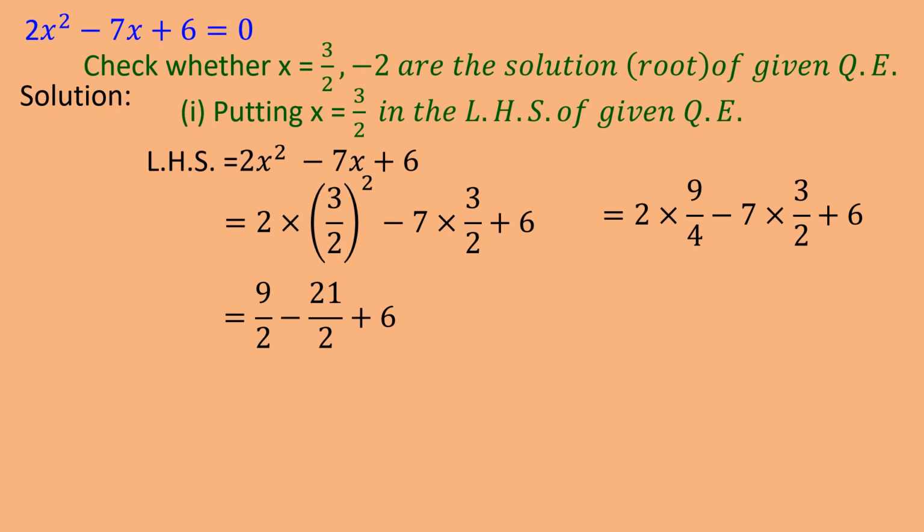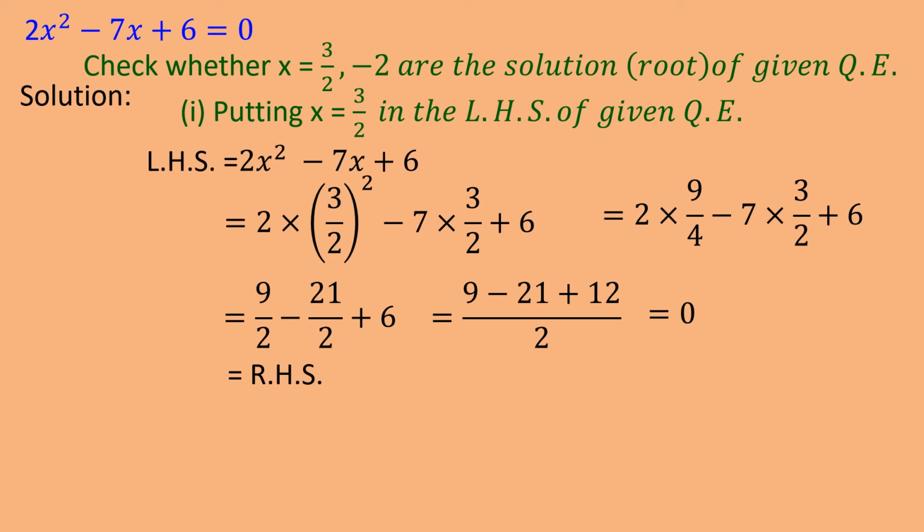You can see that the first term has 2 in the numerator, so I cancelled it with the denominator. If you want, you can keep it as it is and multiply numerator to numerator, but then you have to equalize the denominators for simplification. Okay, so we have 9 upon 2 minus 21 upon 2 plus 6. Further, when I simplify, 9 minus 21 plus 12, because the constant term has denominator 1 and the fractions have denominator 2, so I have to equalize, so I multiplied up and down by 2. When I simplified further, I got the answer 0, which equals the right hand side.